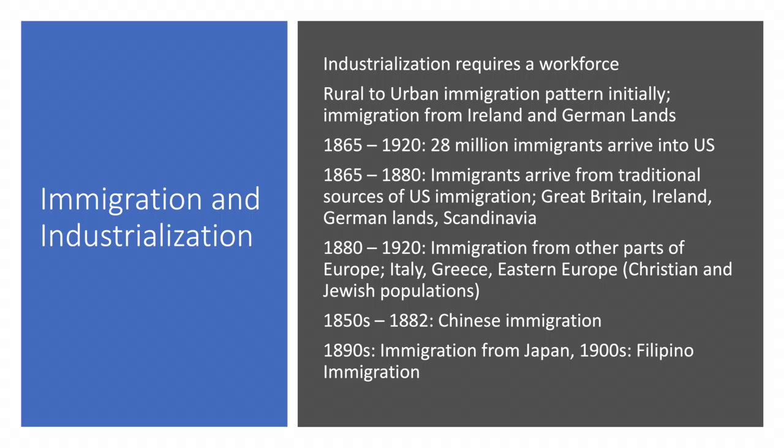Of course, as we talked about in a previous lecture, the Irish faced a lot of discrimination because of their Catholicism. And they were the one group that did experience discrimination among the immigrants between 1865 and 1880, when immigration came from traditional sources of U.S. immigration, where we'd had immigrants before.